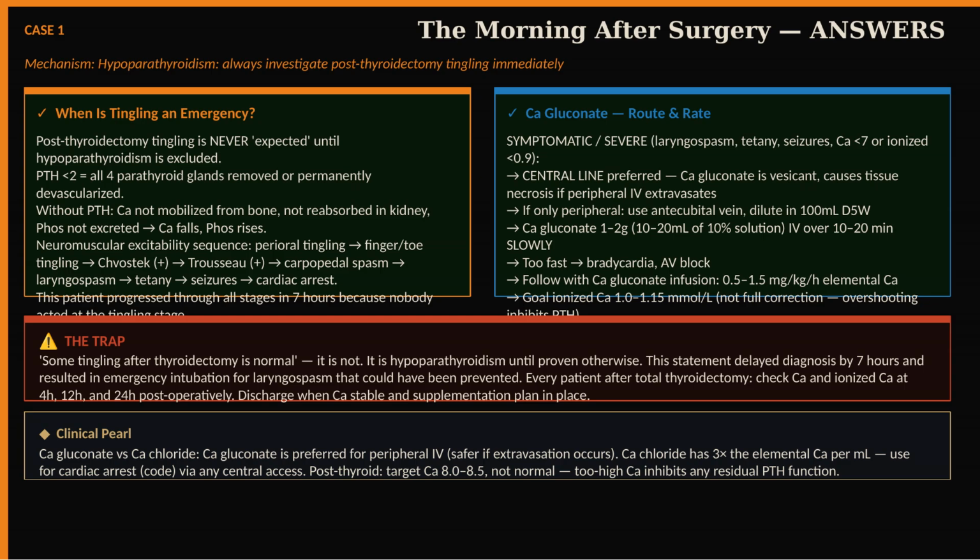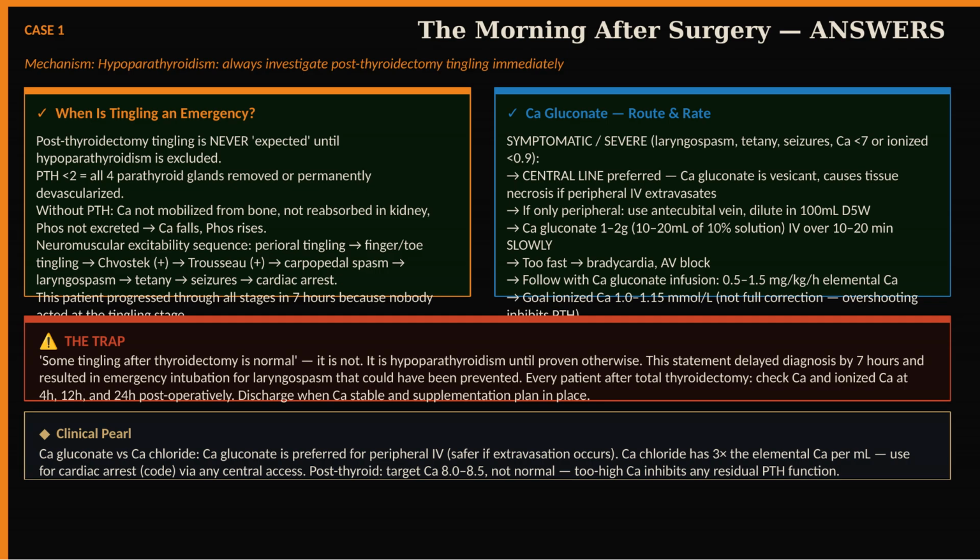And there's a relentless sequence of neuromuscular excitability you can watch unfold. Perioral tingling, then finger and toe tingling, a positive Chvostek, a positive Trousseau, carpopetal spasm, laryngospasm, tetany, seizures, and finally cardiac arrest. This patient marched through nearly all of it in 7 hours because nobody acted at the tingling stage, when the calcium should have been drawn within 2 hours.